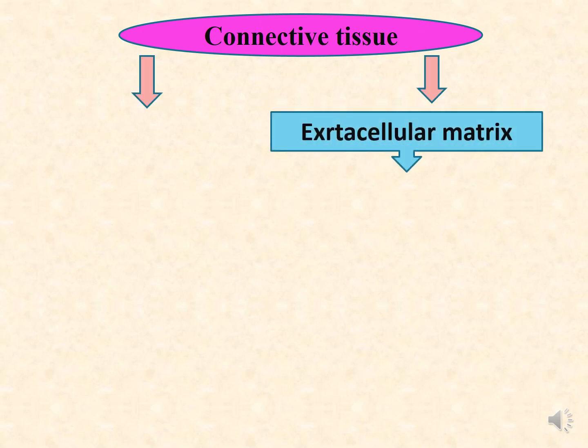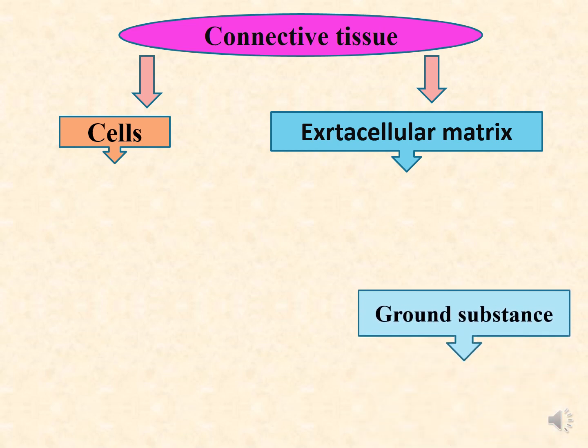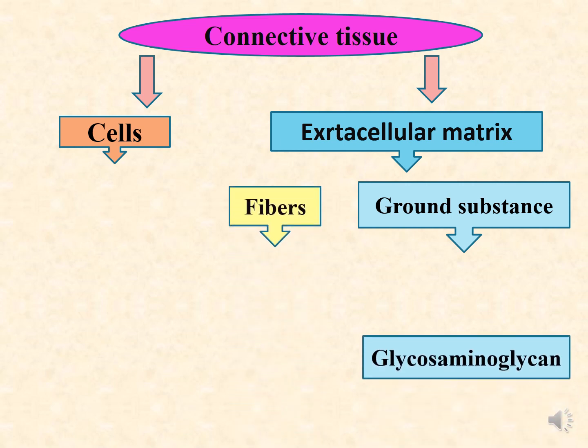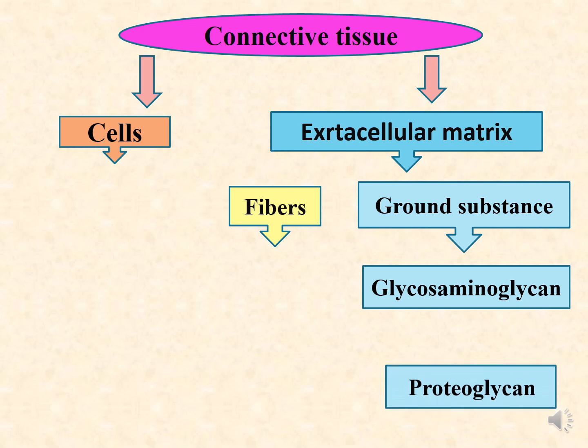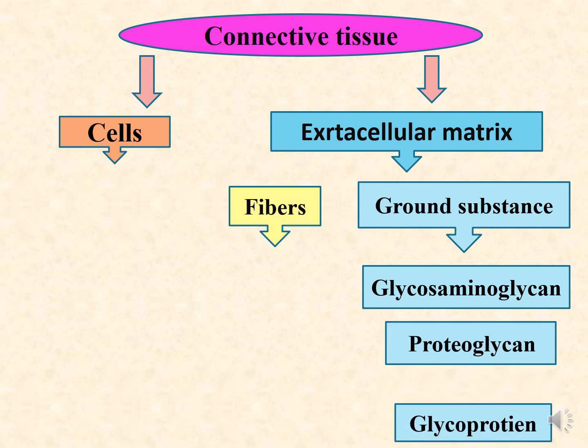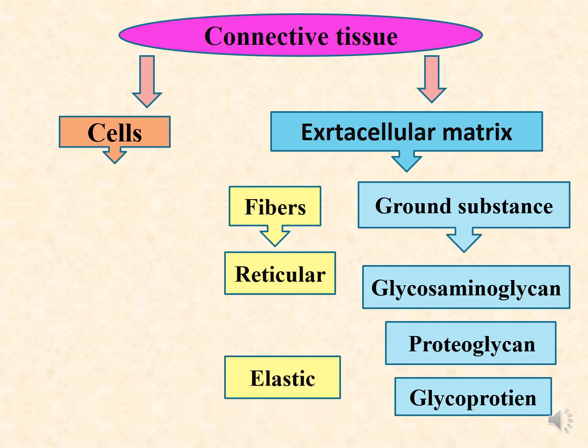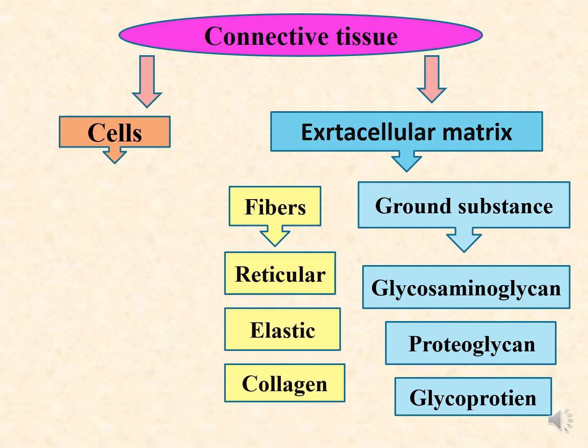Connective tissue is composed of extracellular matrix and cells. Extracellular matrix is composed of ground substance and fibers. There are different types of ground substance. These are glycosaminoglycan, proteoglycan, and glycoproteins. Also, there are different types of fibers found in connective tissue, including reticular fibers, elastic fibers, and collagen fibers.